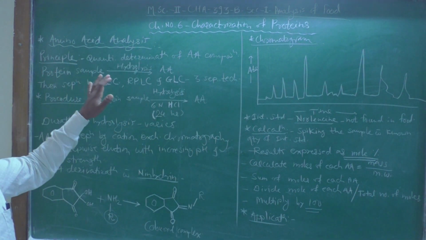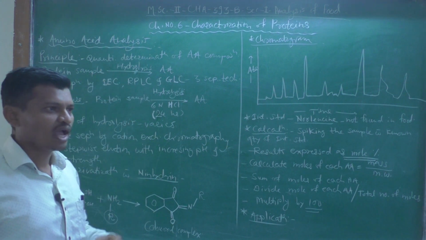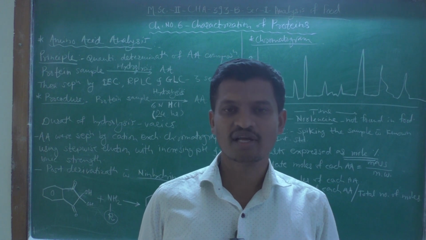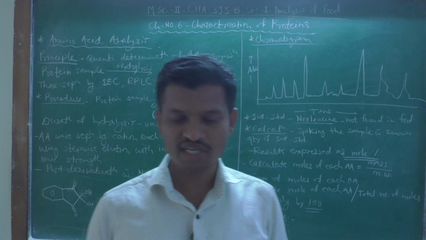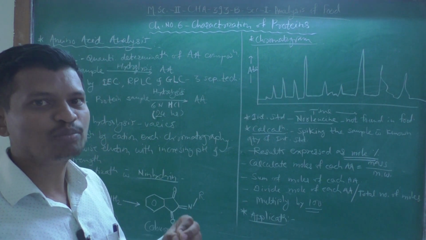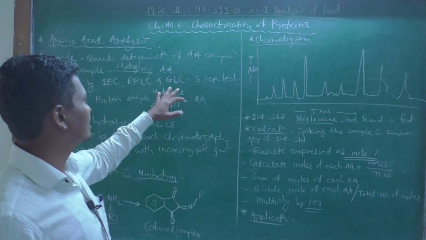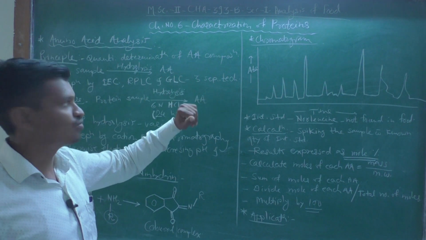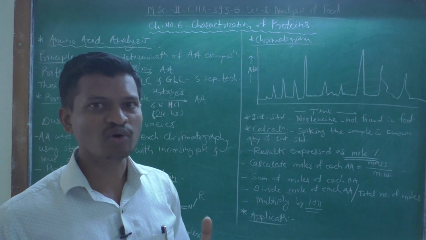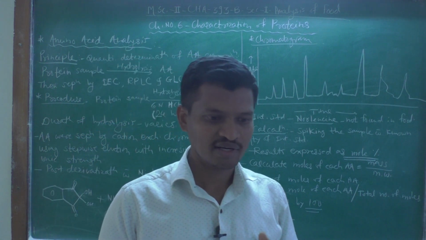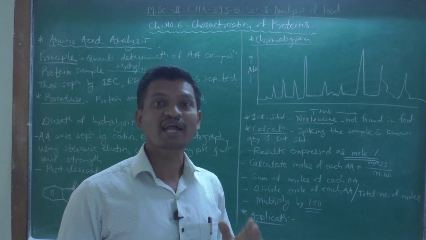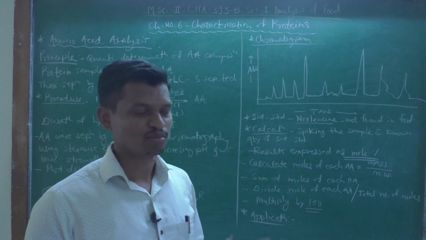The principle of this method is that amino acid analysis is used to quantitatively determine the total amount of the different types of amino acids present in the given protein or food sample. What is the composition of amino acids? What are the different amino acids present in the given protein sample? That is what we are going to determine in this procedure.